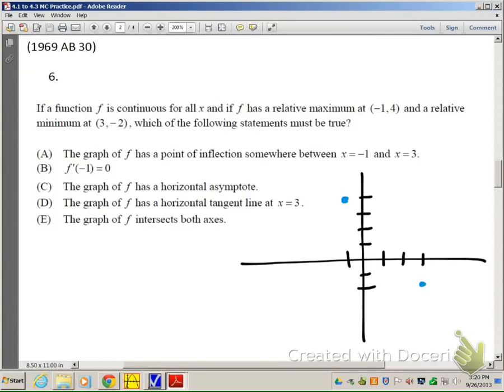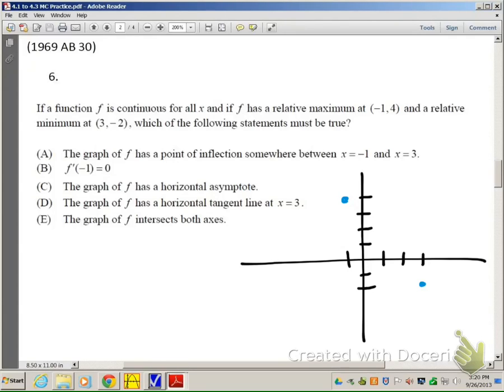So number 6, this is kind of a tricky one, and you just have to think outside the box, I guess is the best way to explain. Don't fall for the traps, though. Try not to. I just went ahead and took the liberty of putting some points over here, -1, 4, and 3, -2.